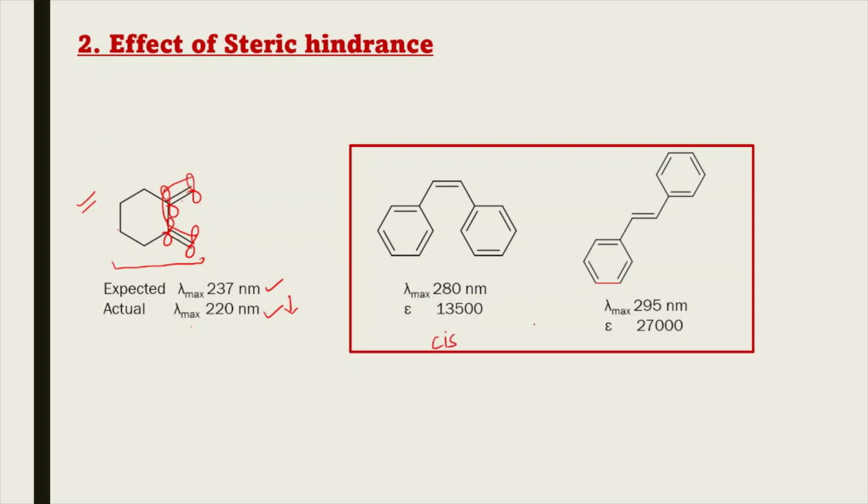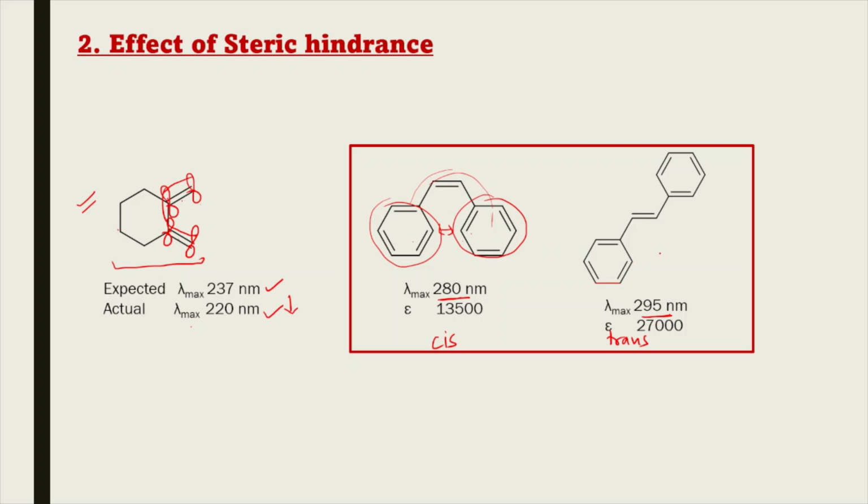This is cis stilbene and this is trans stilbene. We can clearly see the difference in the lambda max value of both the molecules. Here, the bulky groups are very close to each other. Because of the steric crowding, the whole system is not as conjugated as we expect it to be.